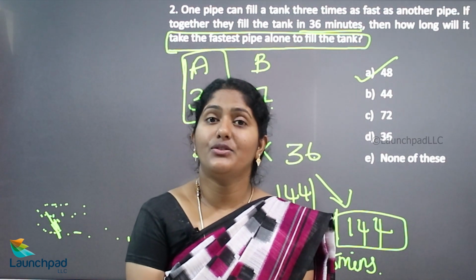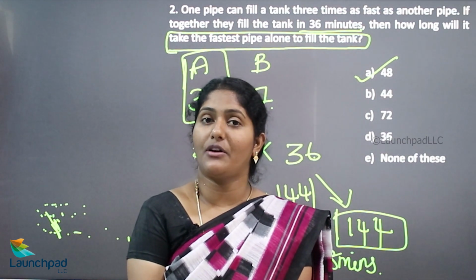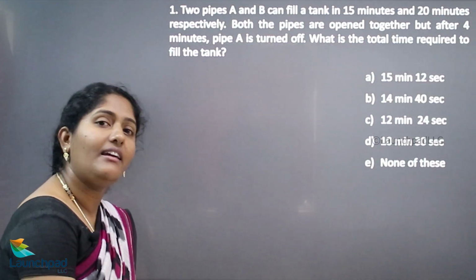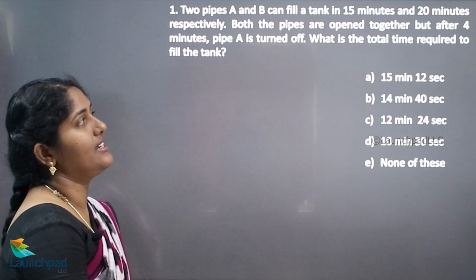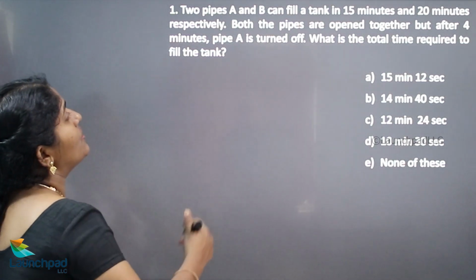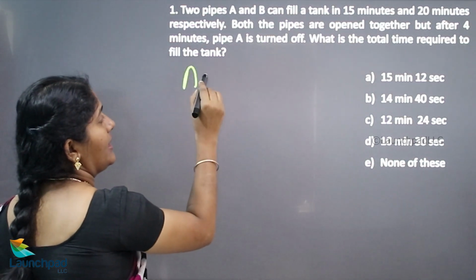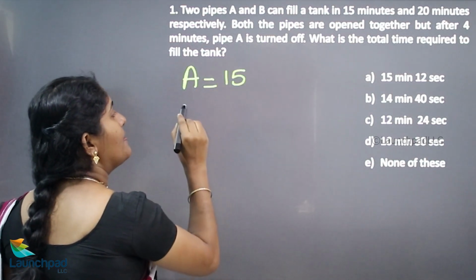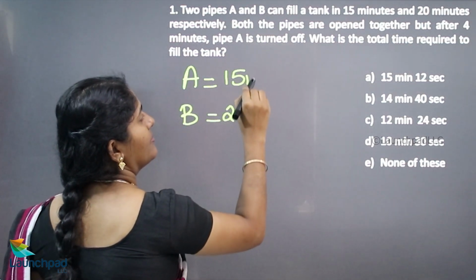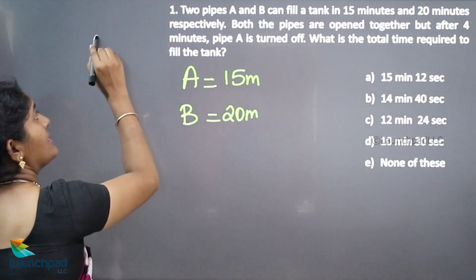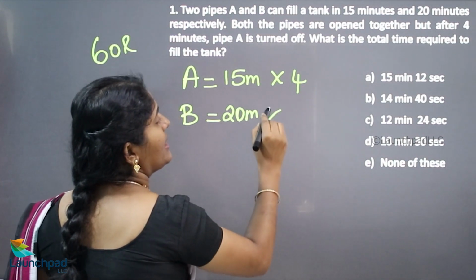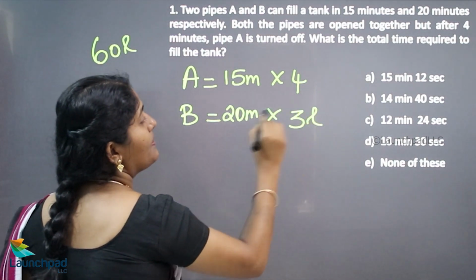Hello everyone, in this video we are going to see the next type of pipes and cisterns concept. Two pipes A and B can fill a tank in 15 minutes and 20 minutes respectively. So listen, here A can fill it in 15 minutes, B can fill it in 20 minutes. What is the LCM of this? 60. A can fill it at 4, B can fill it at 3 liters per minute.